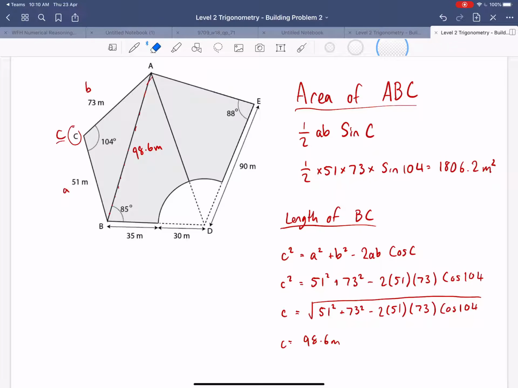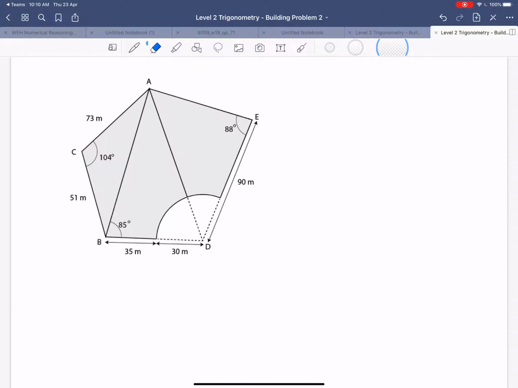For merit, I need to actually find the actual area of this shape. Okay. So let's just slide on to another one, because I don't want to make this too messy. So the information that we've just gathered is that this side length here is 98.6 meters. Okay, so we've done triangle ABC, we found its area, we found the information that we need for our next triangle. So let's have a look at ABD.